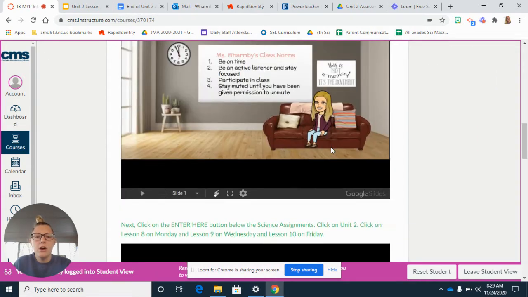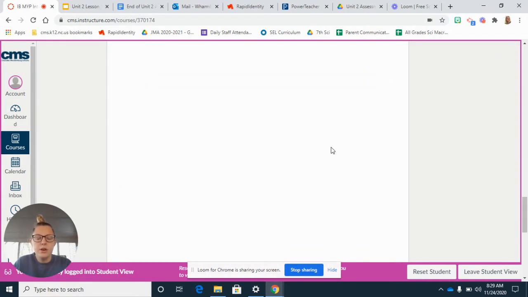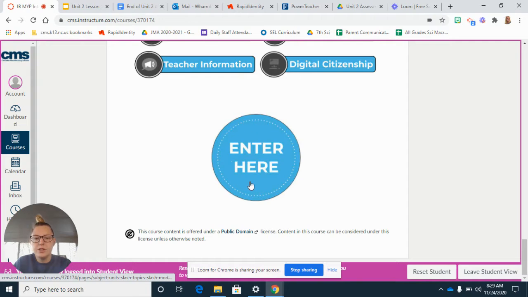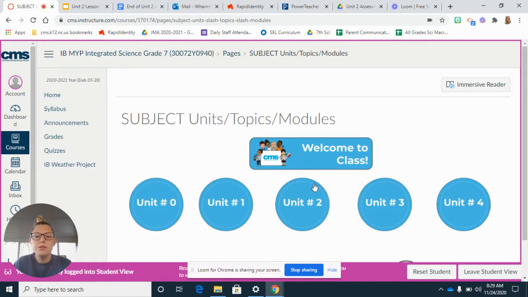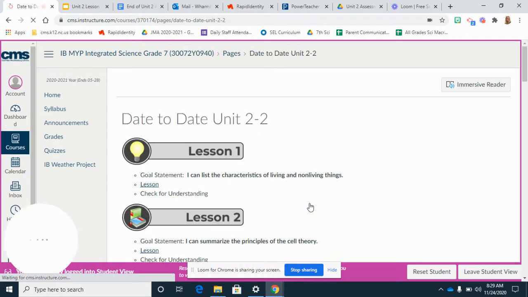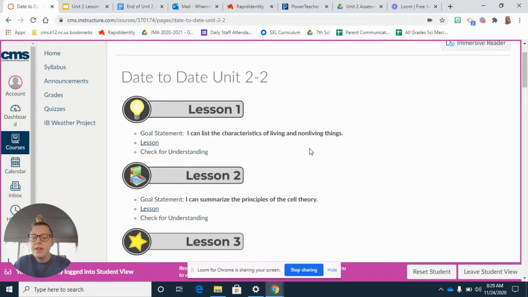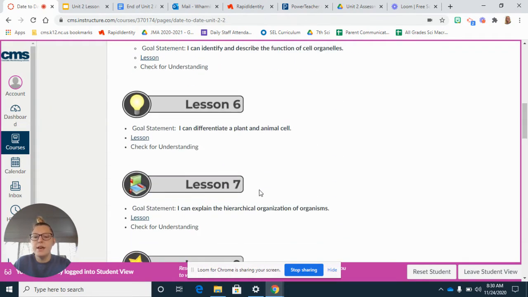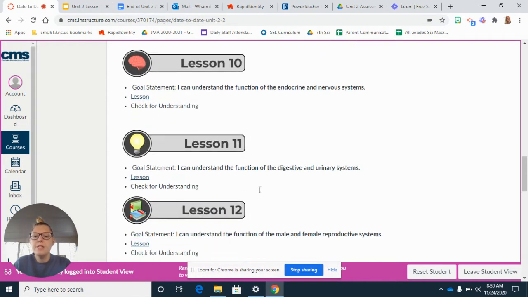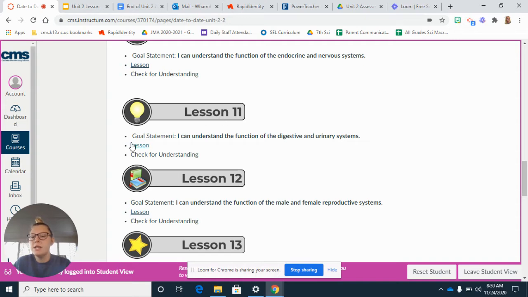Go ahead and head all the way down on the home page and click on enter here. You're going to go into Unit 2, and then you are going to go down to Lesson 11. So we are adding 2 more systems, like I had just mentioned. Our goal statement today is: I can understand the function of the digestive and the urinary systems.